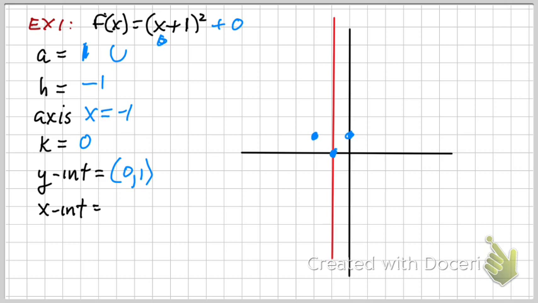So if I plugged a 1 into that, take away that 0, put a 1 in there. So I'd have 1 plus 1 squared. So that'd be 4. So there's my point 1, 4. And I know that that's 2 to the right of the axis of symmetry, so I've got another one out here at, what, -3, 4. I could sketch that parabola now.